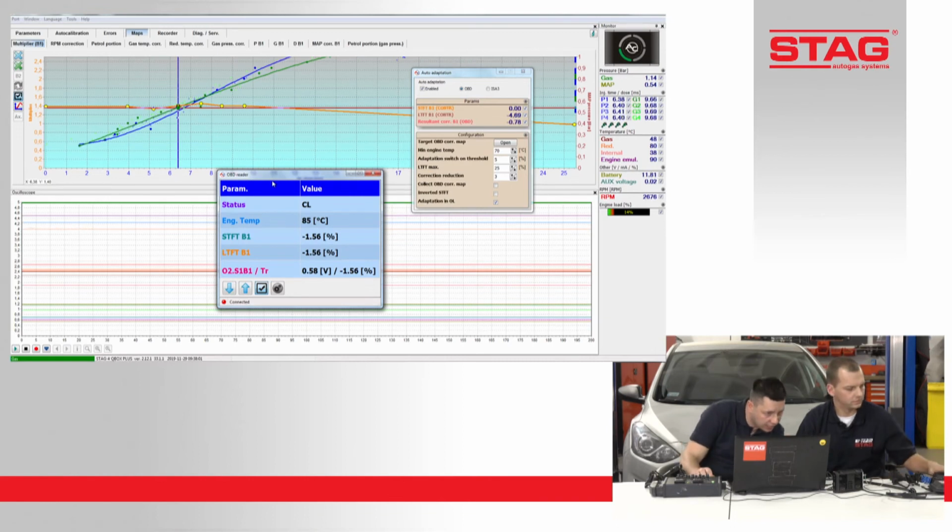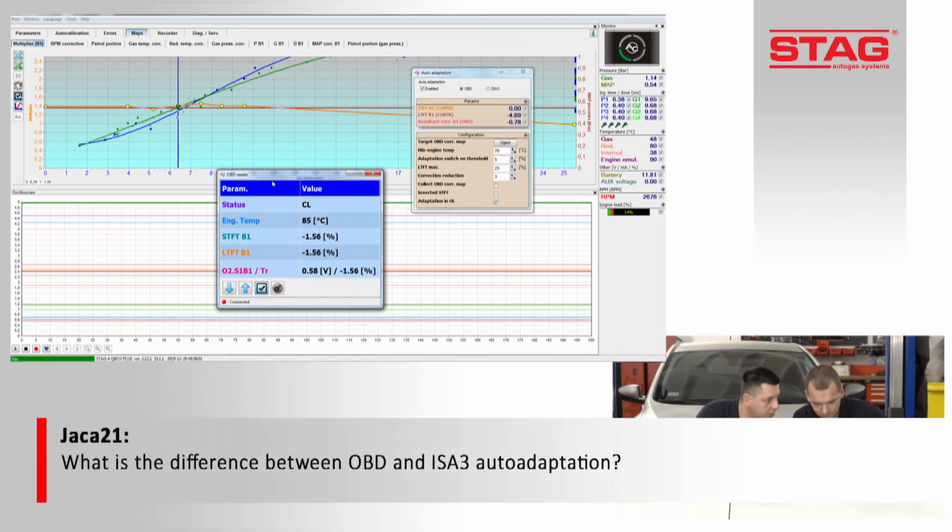Maciek, Yaca21 asked, what is the difference between OBD and the ISA3 auto adaptation? I think you mentioned this, but according to the situation you can tell, Yaca. So Yaca21, OBD adaptation is generally based on parameters that we read from petrol ECU. So oxygen sensor voltage, STFT, LTFT, which are also based on oxygen sensor voltage.